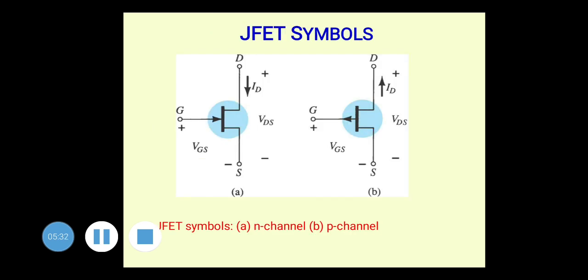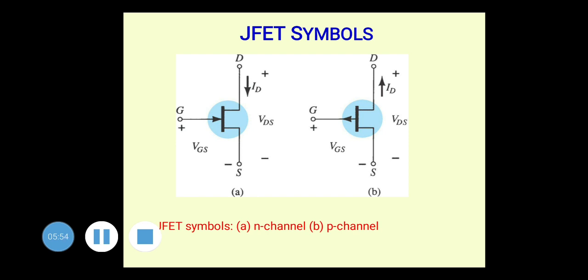Now this is the symbol of JFET shown along with the current. In JFET there will be only a single current, and that is called the drain current. Whereas if you remember BJT, there were three currents: emitter current, base current, collector current. But here only one current will be there, flowing from drain to source.